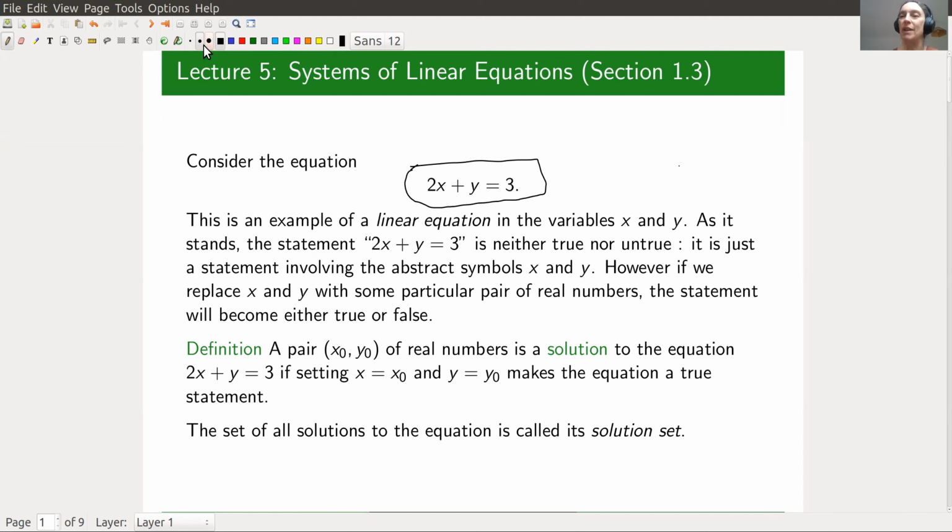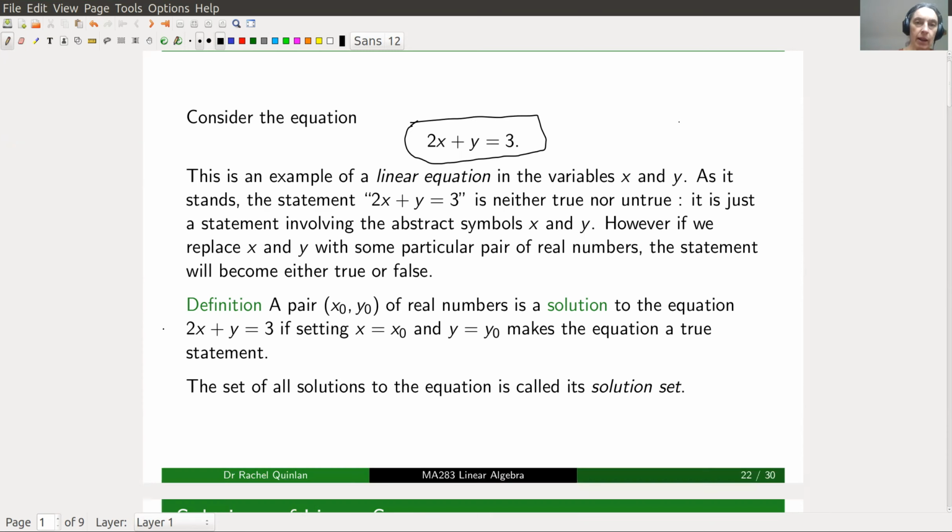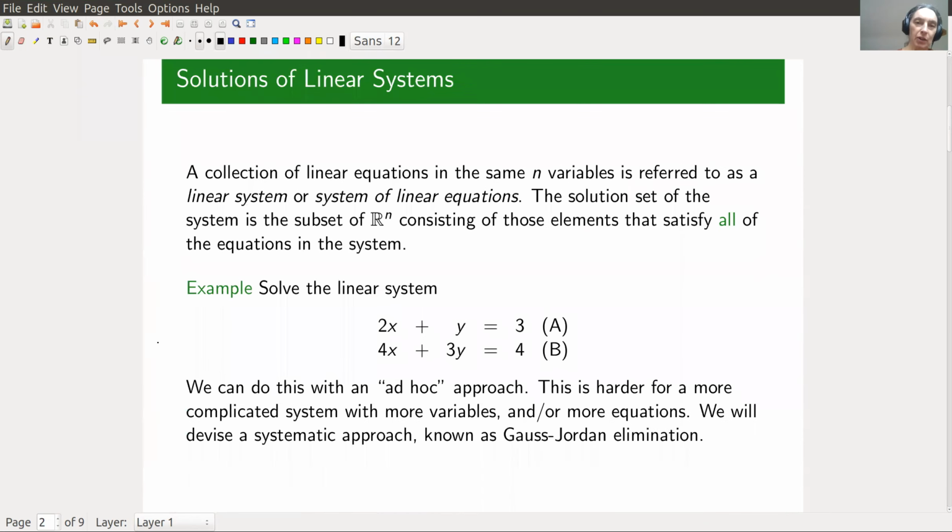Okay, so that's what it means to have a linear equation and to have a solution. And as we know, of course, for an equation like that, the set of all solutions forms a line if you graph the coordinates of all points which are solutions of that equation in the plane. Okay, so that's a single linear equation.